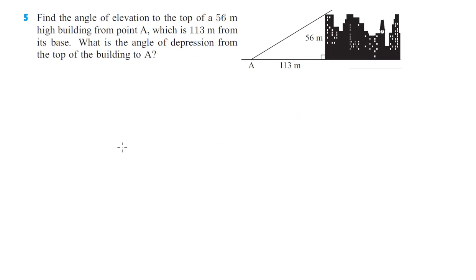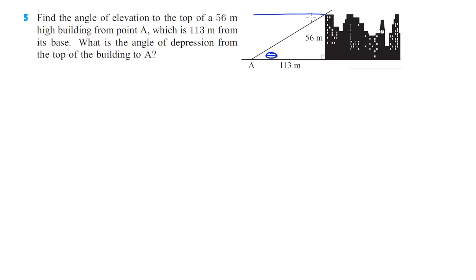Okay. Moving on to number 5. Find the angle of elevation to the top of a 56-meter high building from point A, which is 113 meters from its base. What's the angle of depression from the top of the building to A? So we're trying to find this right here, that angle of elevation to the top. And then it also asks what is the angle of depression from the top of the building to A.